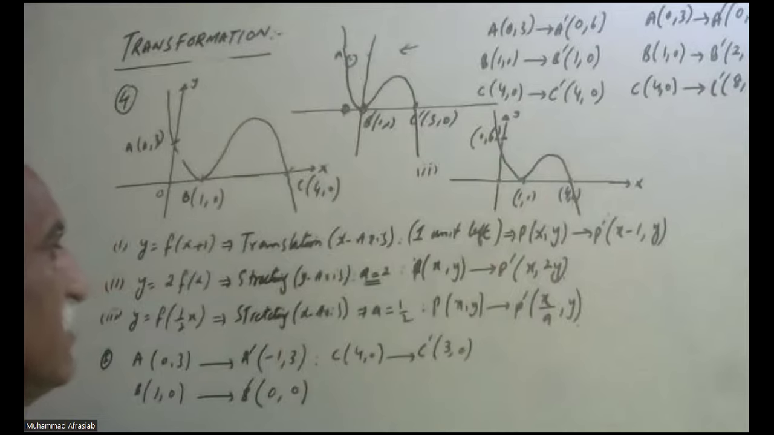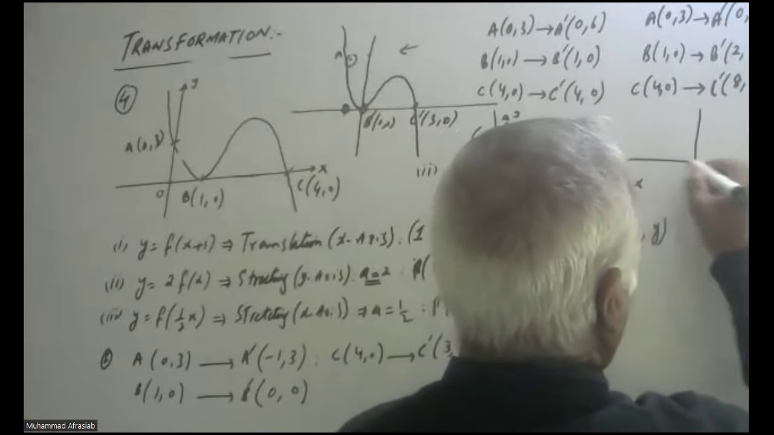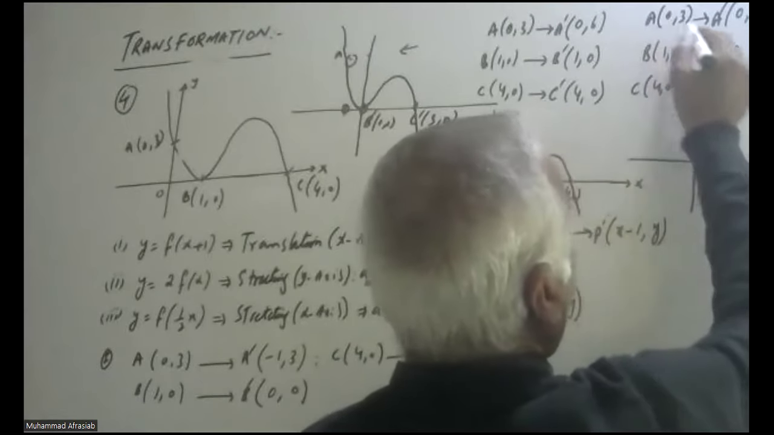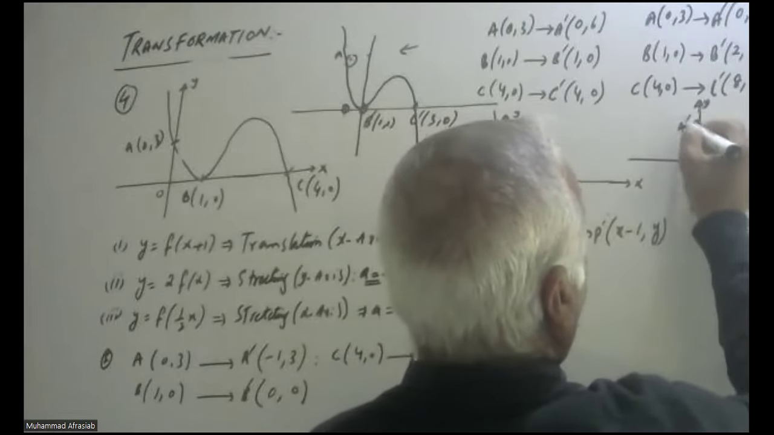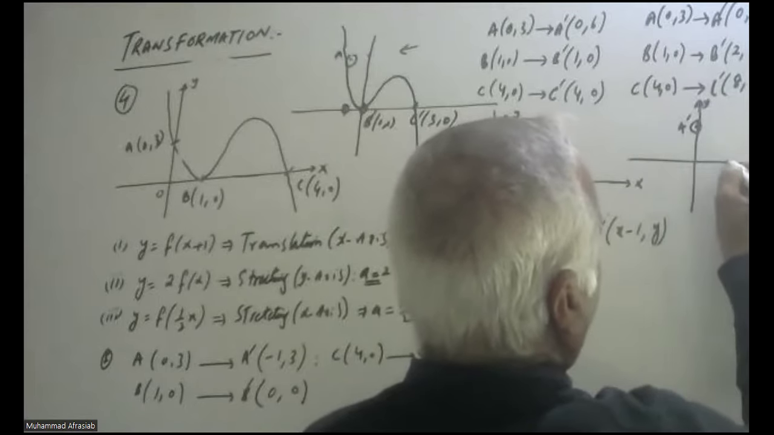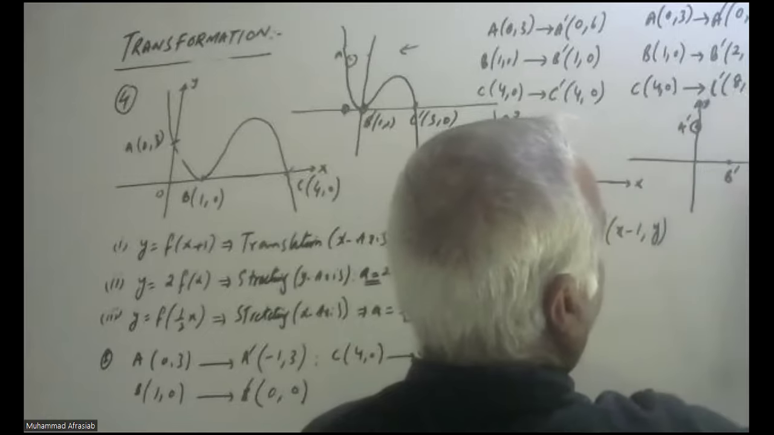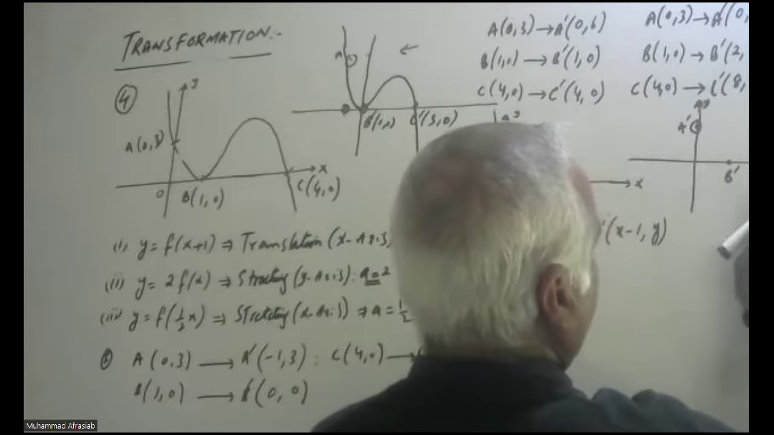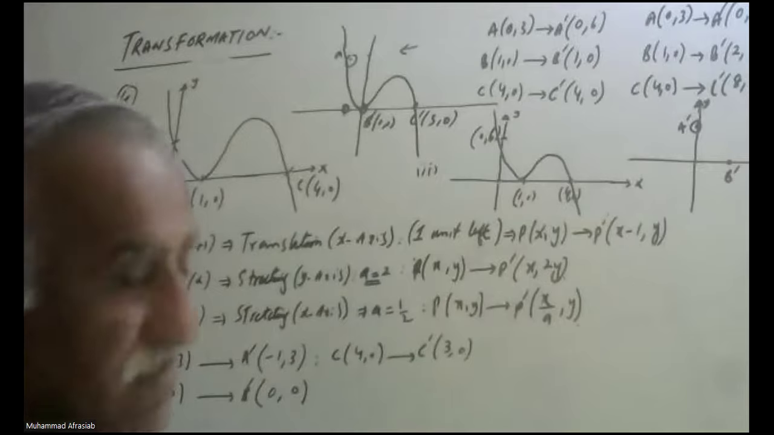So the graph of this will be the stretching along the x-axis with the scale factor half, and the graph would be like this. It is the x-axis, this is the y-axis. So (0, 3) will become (0, 3). This is A dash, B dash is (2, 0), and C dash is (8, 0). So our new graph for this stretching factor is like this.